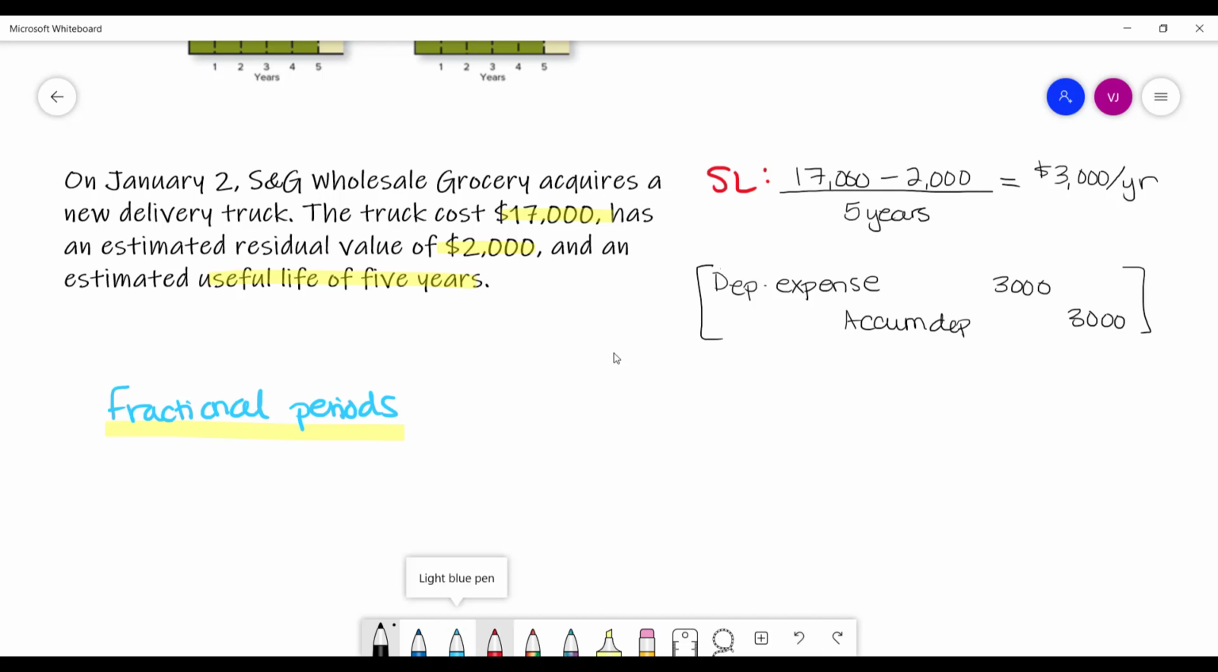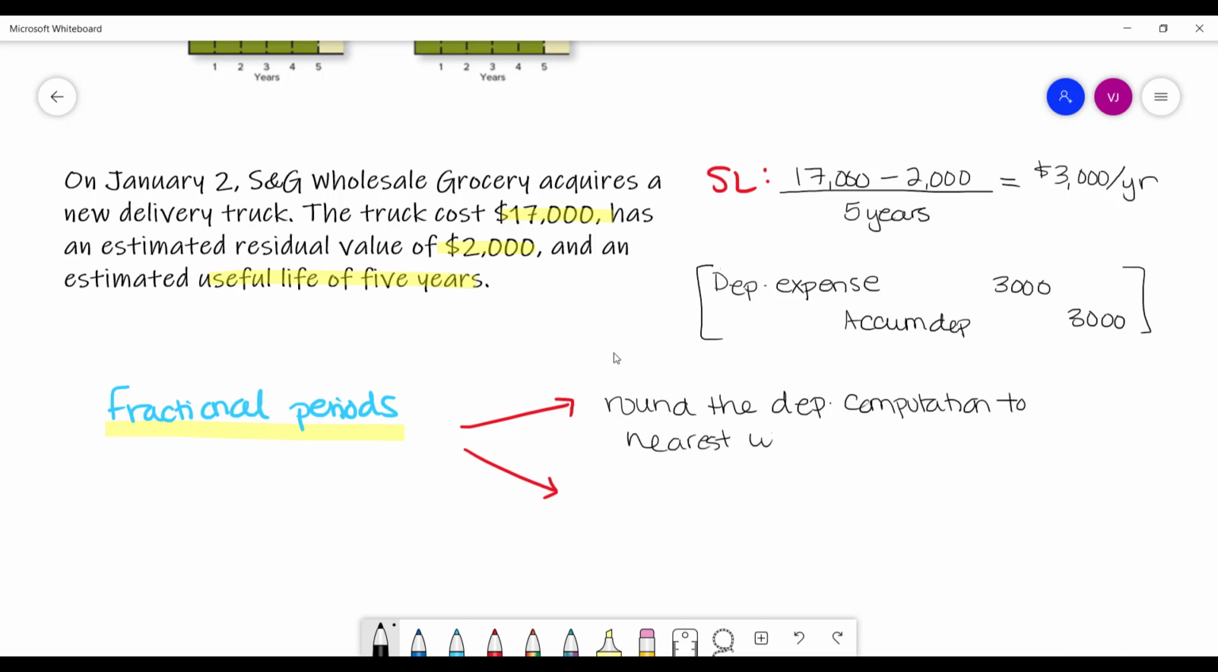There are 2 ways in which we can deal with assets that are acquired at other times during the year that isn't at the beginning. The first thing we can do is simply round the depreciation computation to the nearest whole month, which we'll look at in a second. So either we round it to the nearest whole month, or we just record half a year's depreciation.